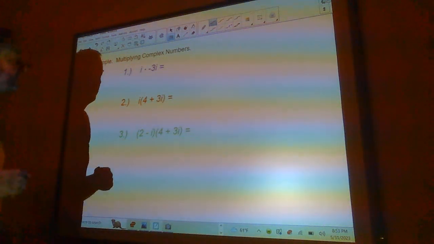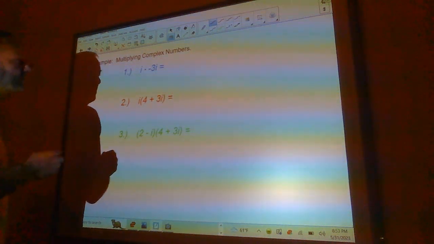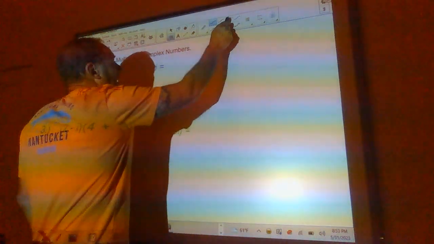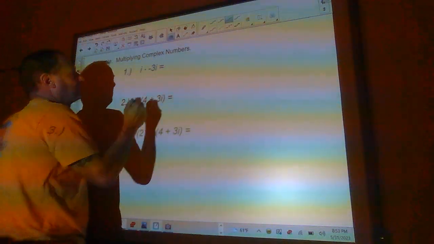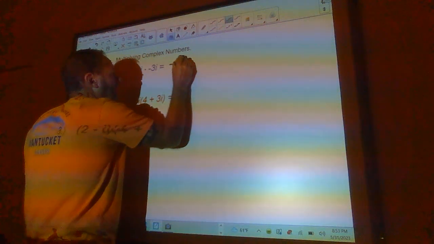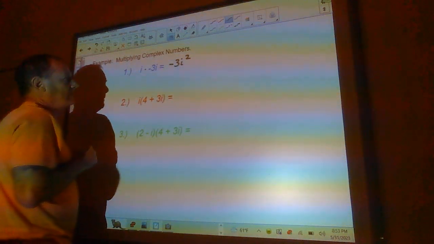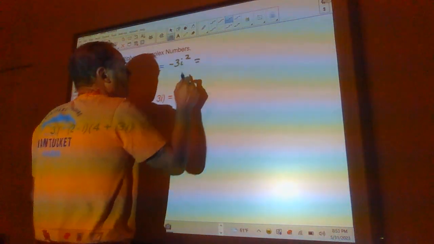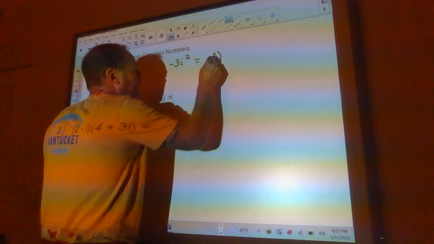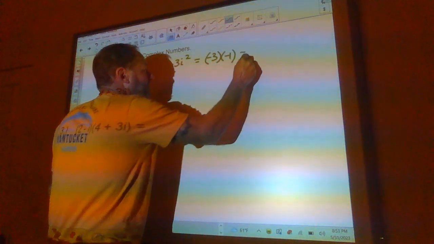Oops, forgot a multiplication sign there. Okay, so multiplying them. Here I've got i times negative 3i. That's going to be negative 3i squared. But i squared is negative 1, so this is negative 3 times negative 1, which is just 3.